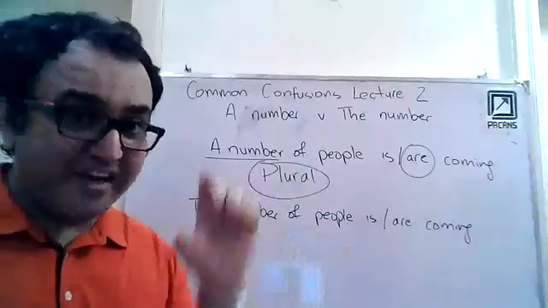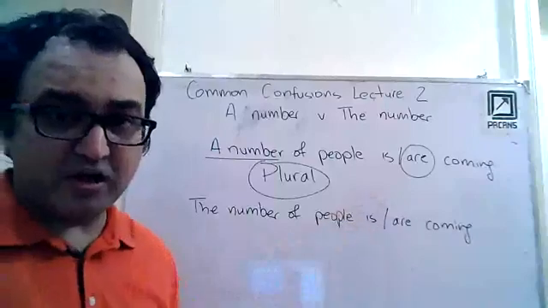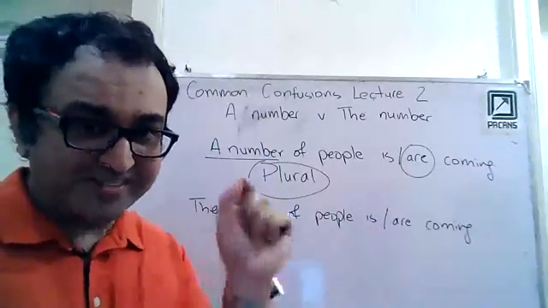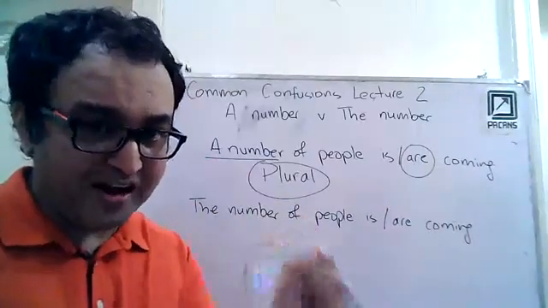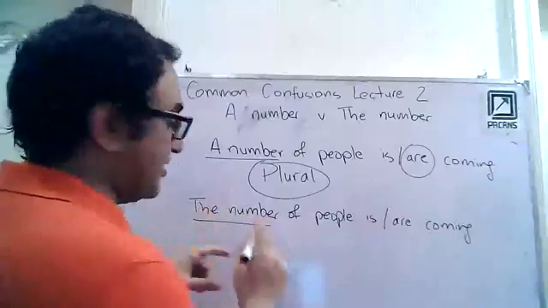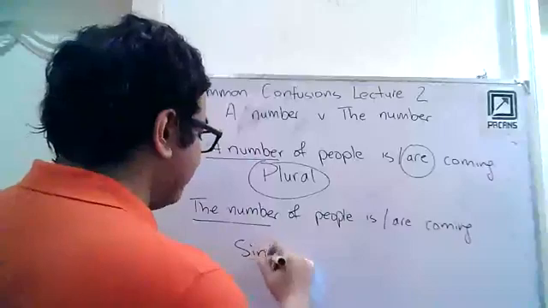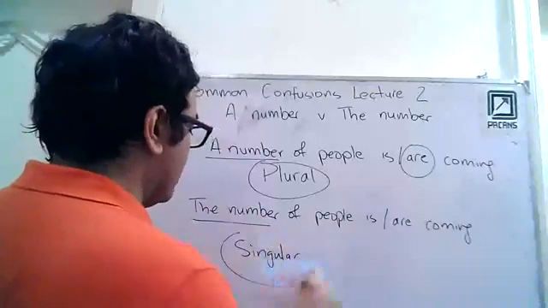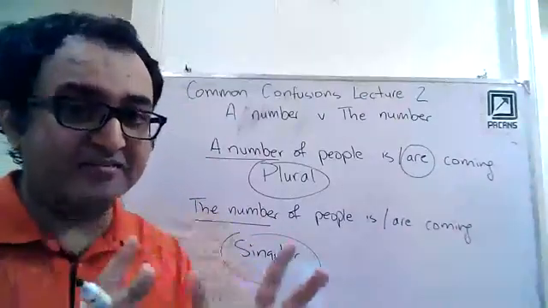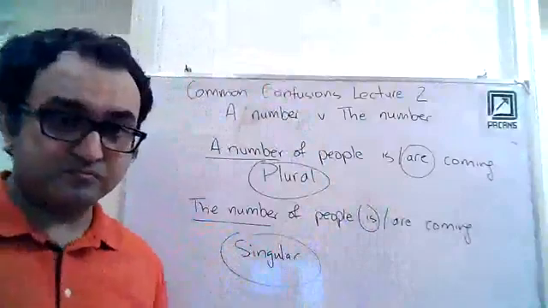If you look at the second sentence, you're having the number of people is coming or are coming. Which one would be right? The number of people is coming or the number of people are coming. If you look at this sentence, what do you see? You have the number. Now please remember another thing. अगर आपको the number आ जाता है तो कभी भी R नहीं लग सकता, impossible है. आपको हमेशा is लगाना पड़ेगा.